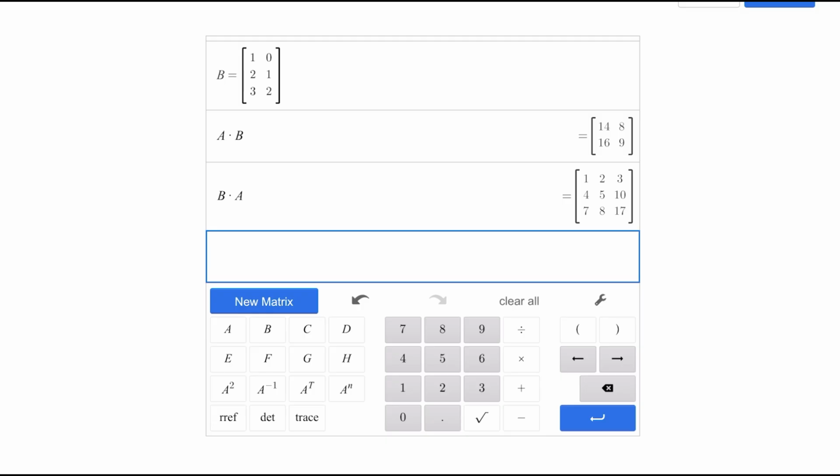Well, I hope you got something out of this video, learned a little bit about matrix multiplications using Desmos. It's a very powerful tool. It's great for checking your homework problems or doing a bunch of matrix math if you need it for some other reason.